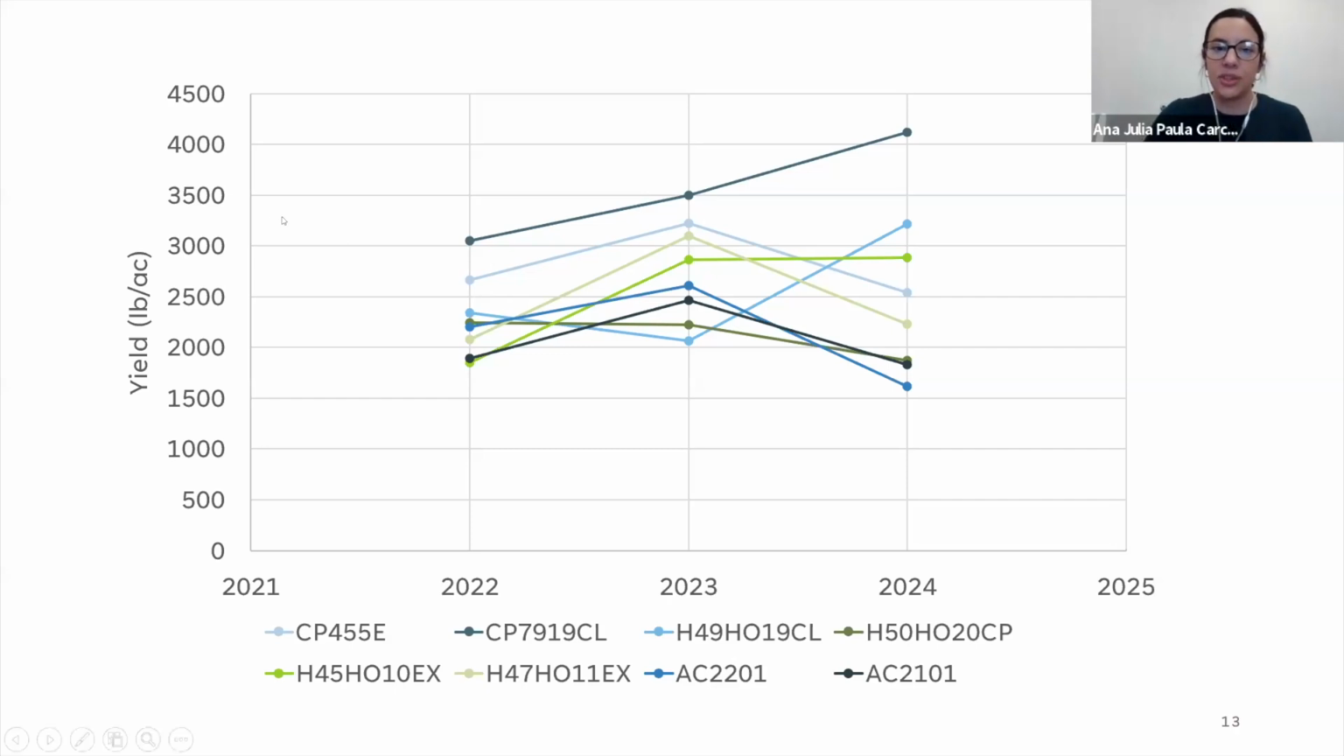Saying this, there are some cases where you have some hybrids, like this light blue one, that really changed the ranking based on the conditions of the year. So we know that last year was quite wet and the previous years were a little bit drier. So probably this hybrid has a different behavior because of that.